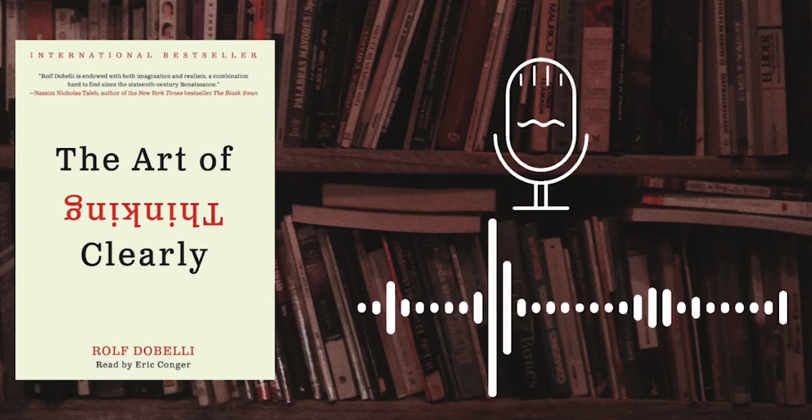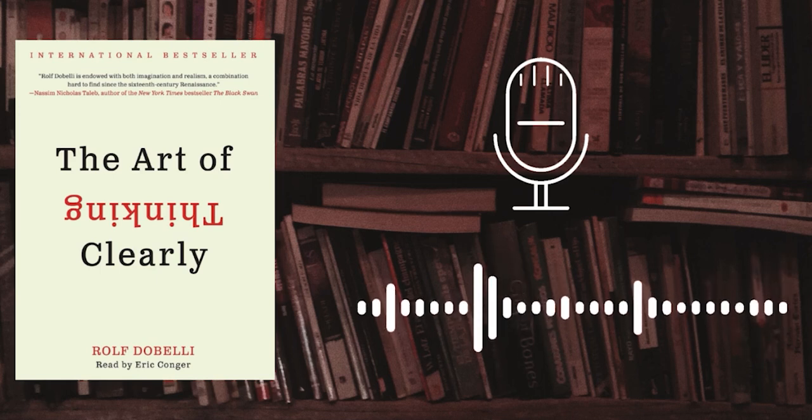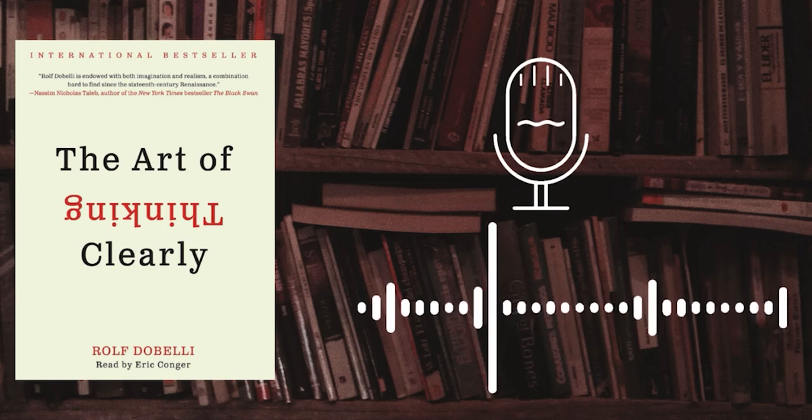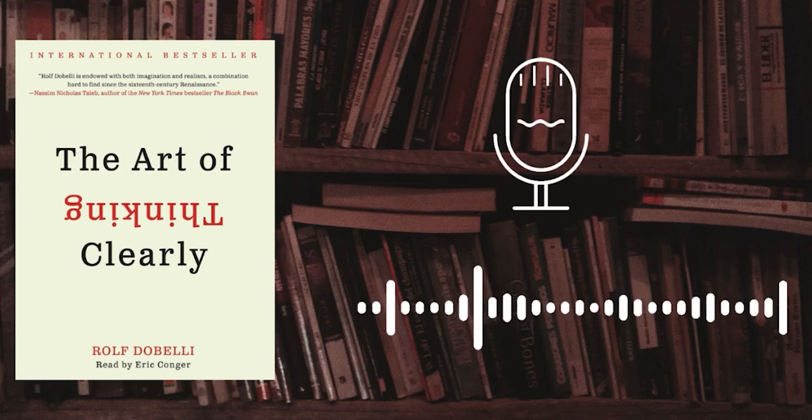Anchoring effect. The anchoring effect is the tendency to rely too heavily on the first piece of information encountered, the anchor, when making decisions. This can lead to biased judgments. Being aware of the anchoring effect helps us seek out additional information and make more balanced decisions.